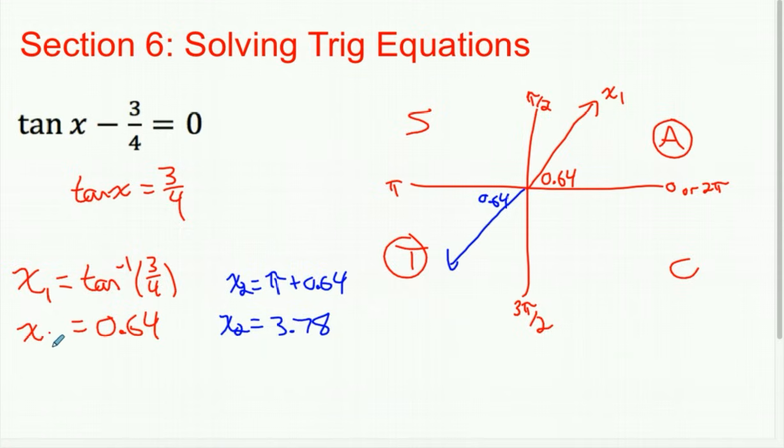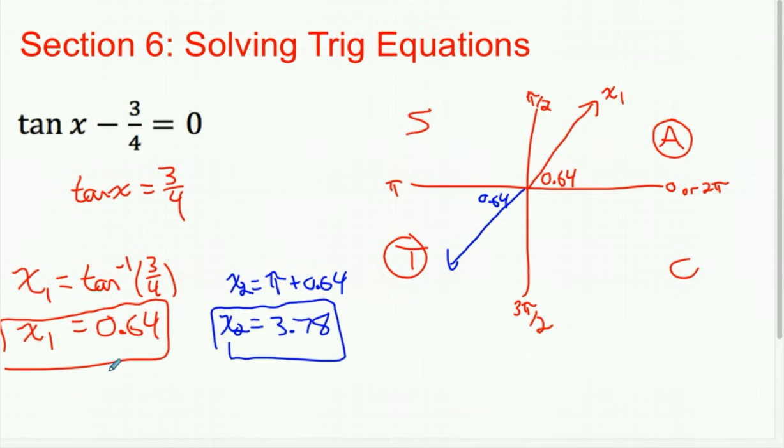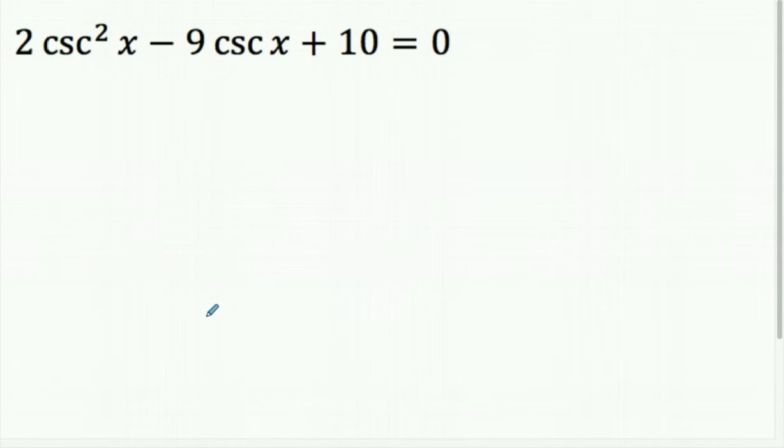Both of these, x1 and x2, if you were to do tan of either of those, you should get about 0.75. Because remember, we've done a bit of rounding, but you can check your answer by doing tan of both of those, and you should get about 0.75. Let's do a more complicated one. Let's do a quadratic one.